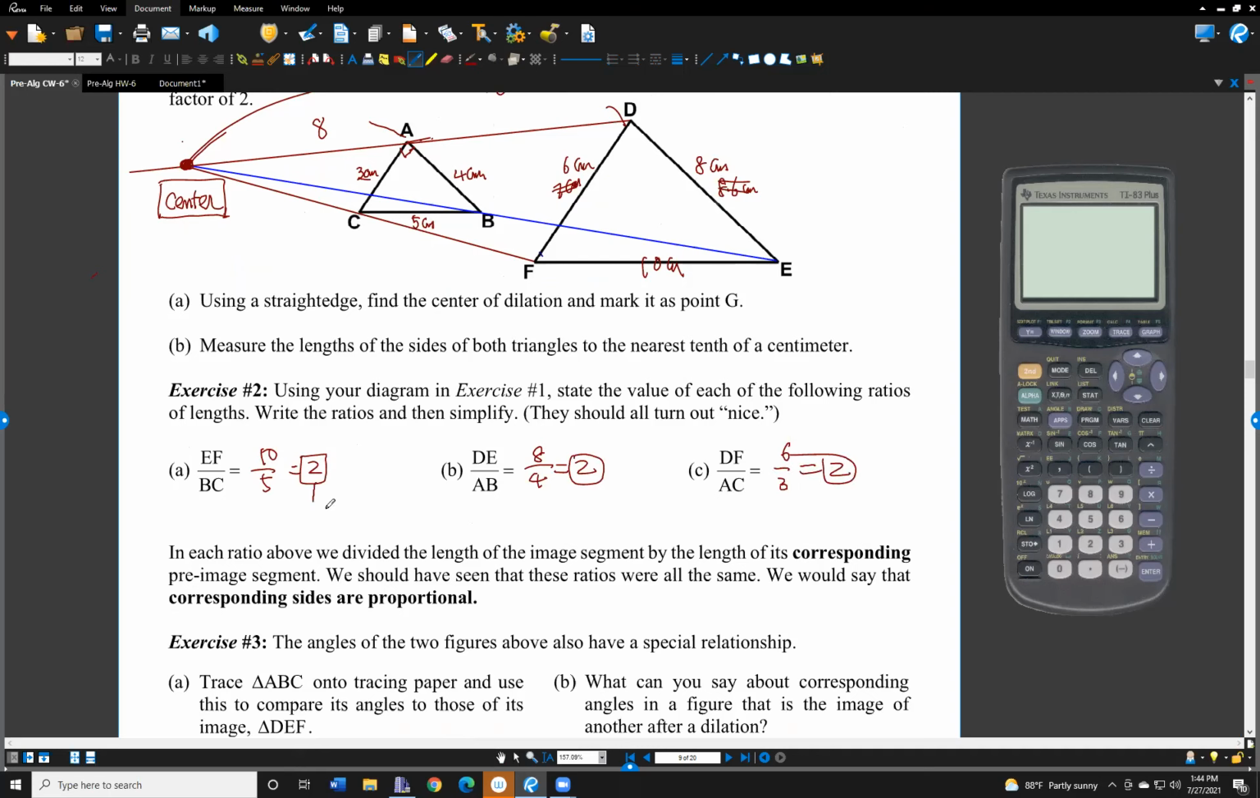If these numbers are different, they are not similar, right? These numbers are equal, okay? Any corresponding side has a dilation constant equal to 2. So they are similar. Now we can use the similar symbol. Similar means any corresponding sides.